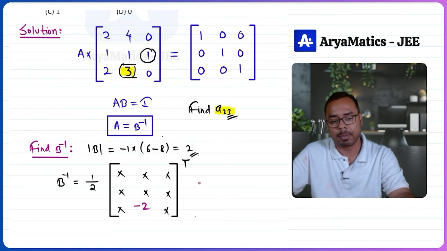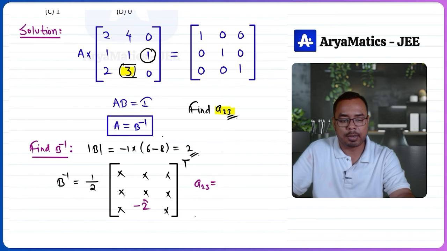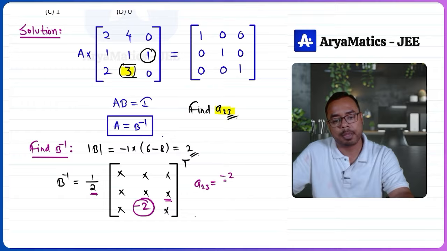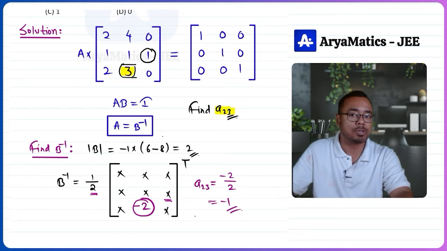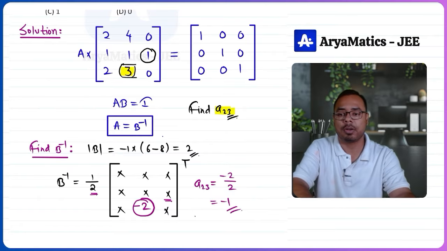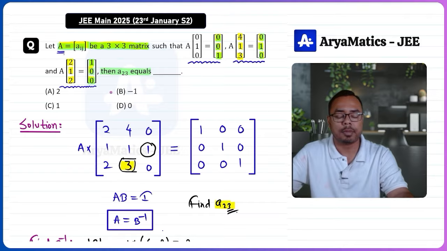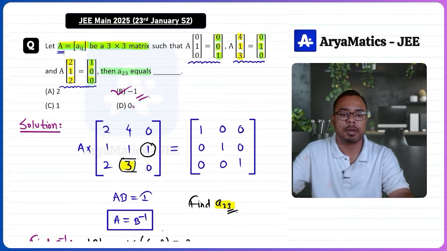And after taking the transpose, this element will come to second row, third column, right? So therefore, from here directly you can write A 2 3. Once we take the transpose of this cofactor matrix, this minus 2 will come to second row, third column, and that divided by the determinant of matrix B. So that will be minus 2 divided by 2, which is minus 1. So this should be the element of second row, third column, and hence the correct answer for this problem will be option B, right?